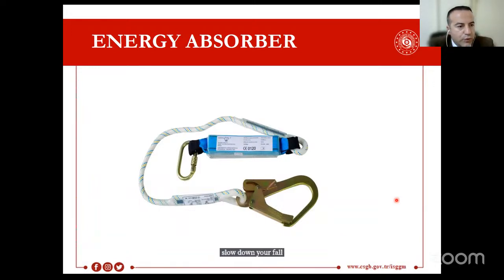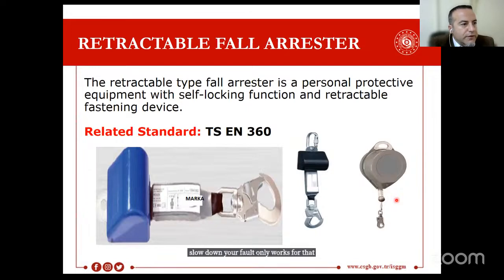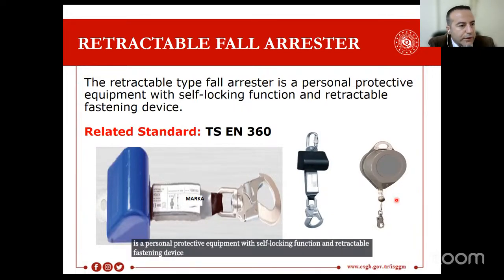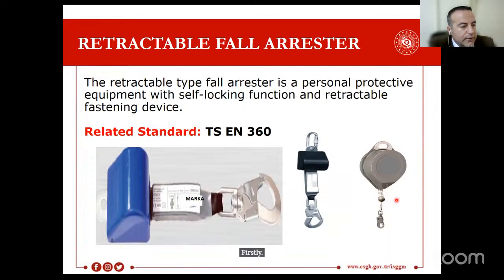Only works for that. Retractable fall arrestor is a personal protective equipment with self-locking function and retractable fastening device. Firstly, the locking function stops your fall, and then you retract to the previous position. And the standard is TSN 360. These are different types here.